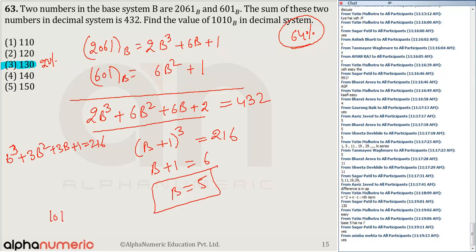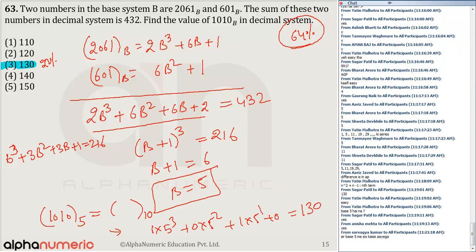So the question is: 1010 in base 5, convert this number into the decimal system. If you convert it, the answer comes out to be 1 into 5 cube plus 0 into 5 square plus 1 into 5 to the power 1 plus 0, which is equal to 130. So the answer is 130.